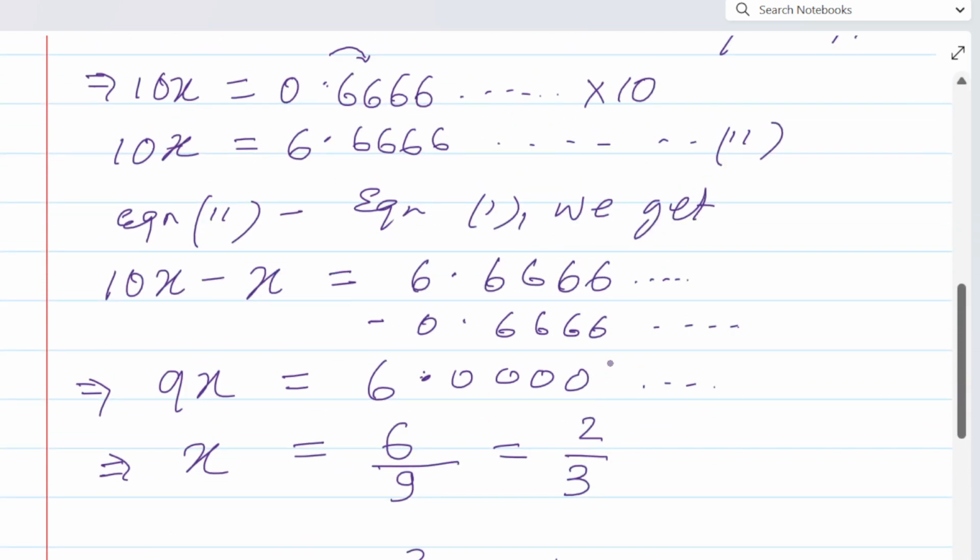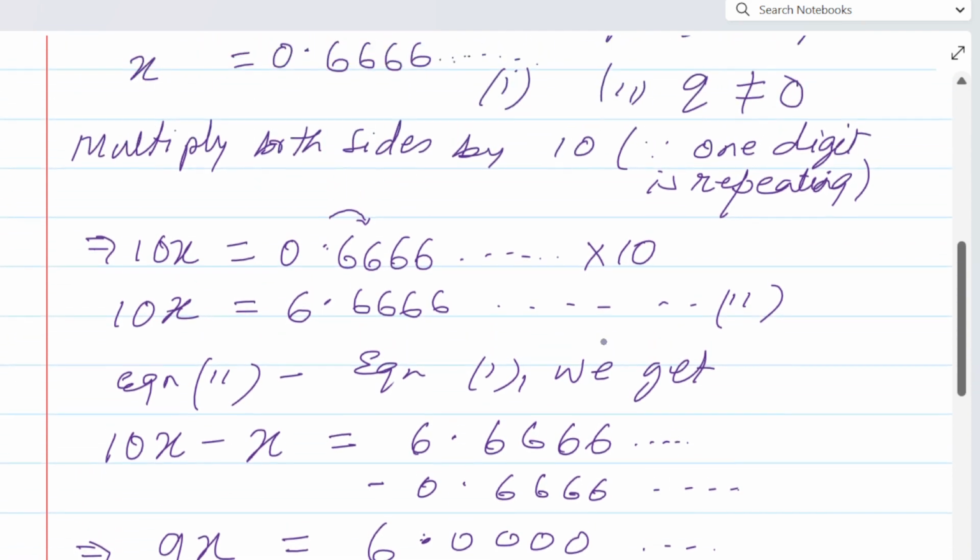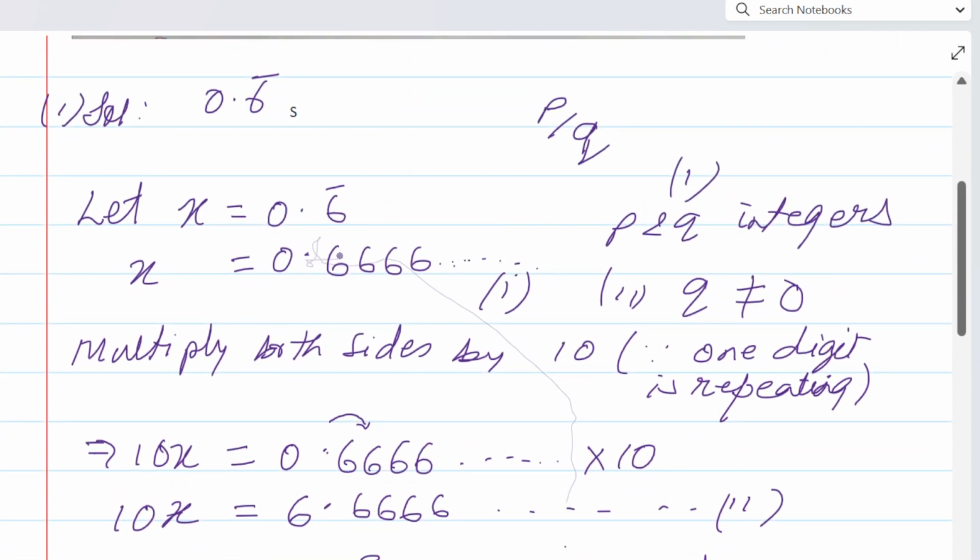So here, what you have learned is simply this part. If after the decimal point we have one digit repeating, then multiply by 10. If you multiply by 10, the decimal point will displace after one digit. If you multiply by 100, the point will displace after two digits. That is the main understanding you need in this question. So let's do question number 2.